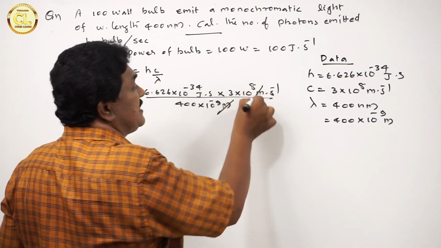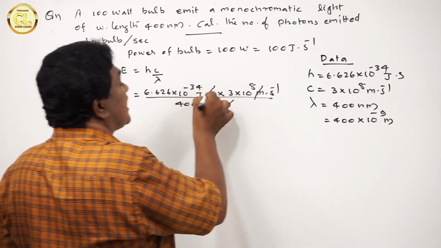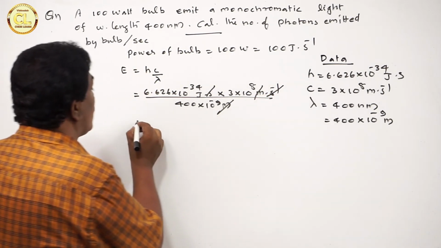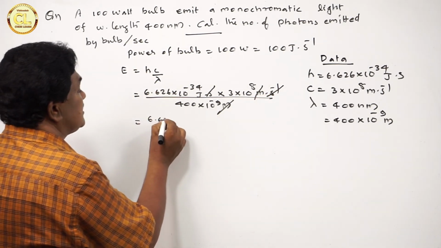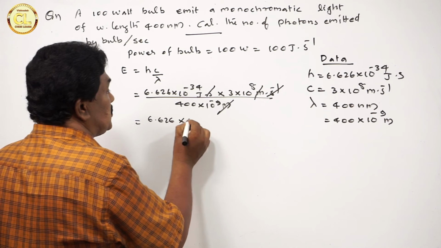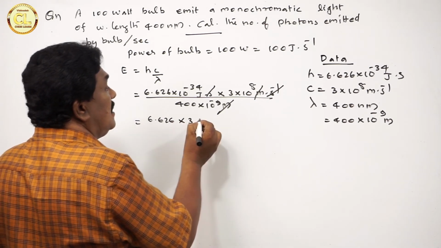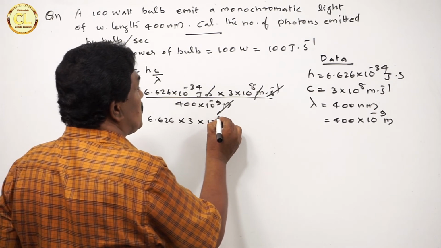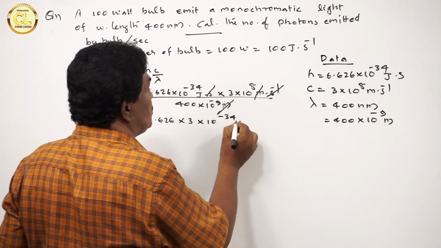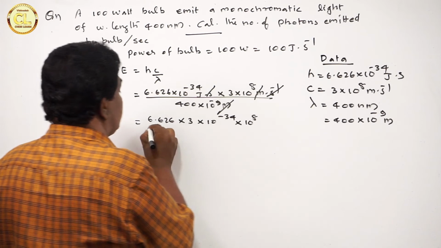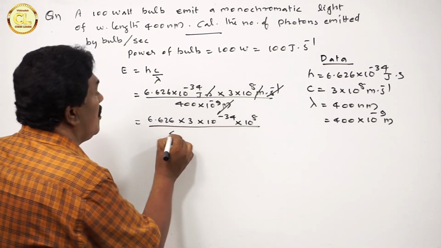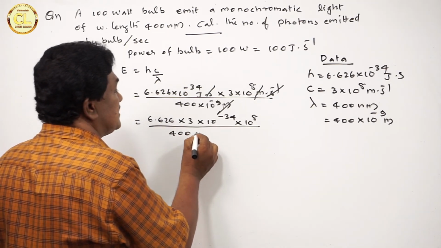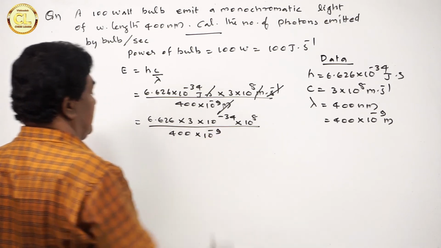Meter getting cancelled off, second and second inverse getting cancelled off, we get 6.626 into 3 into 10 raised to minus 34 into 10 raised to 8 divided by 400 into 10 raised to minus 9.